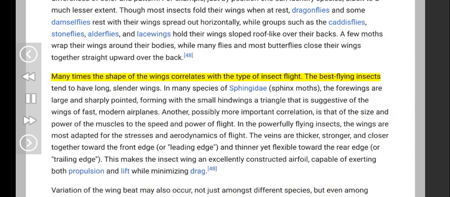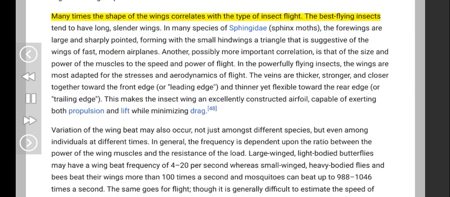Many times the shape of the wings correlates with the type of insect flight. The best flying insects tend to have long, slender wings. In many species of Sphingidae, sphinx moths, the forewings are large and sharply pointed, forming with the small hind wings a triangle that is suggestive of the wings of fast, modern airplanes. Another, possibly more important correlation, is that of the size and power of the muscles to the speed and power of flight.